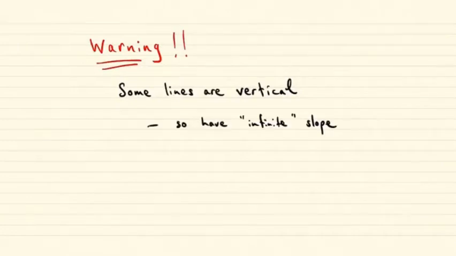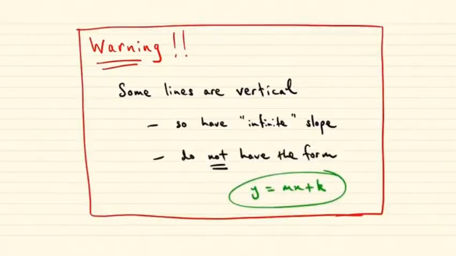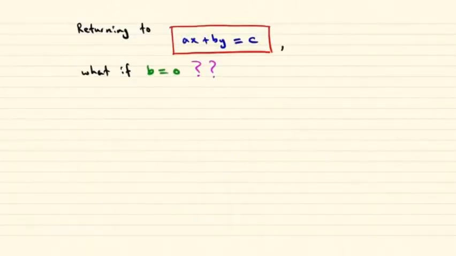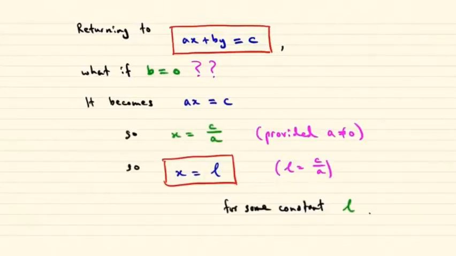Warning, some lines are vertical, so have what you might think of as an infinite slope, and do not have the form y equals mx plus k. In our derivation of y equals mx plus k before, we assumed that b is not equal to 0. So what happens if b is equal to 0? The equation becomes ax equals c. And now, dividing by a, we get that x is equal to, say, L, where L is the constant c divided by a.